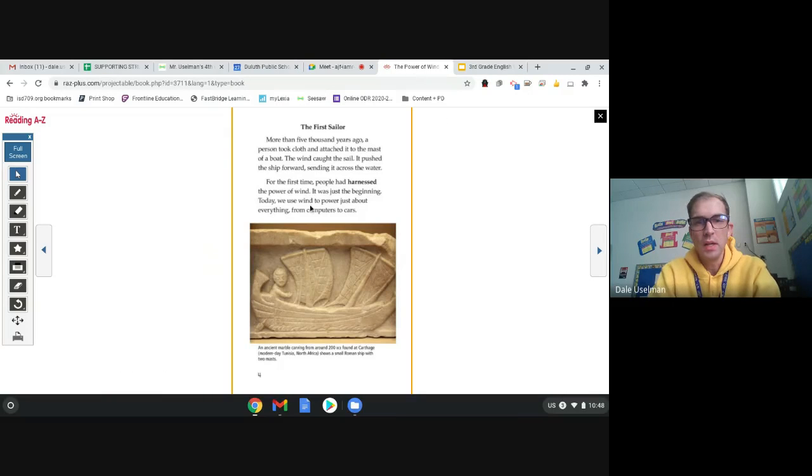Okay. For the first time, people had harnessed the power of wind. The word harnessed means to control or use. That's one of your vocabulary words for this week. So that sentence is saying that people were controlling wind, right? They were trying to control or use wind for themselves. It was just the beginning. Today, we use wind to power just about everything, from computers to cars. An ancient marble carving from around 200 BCE found at Carthage shows a small Roman ship with two masts.